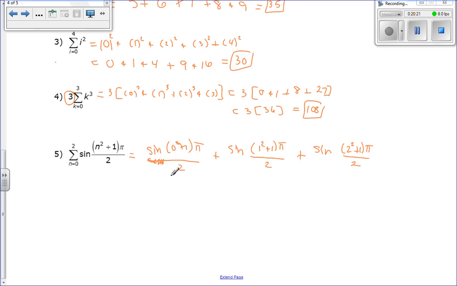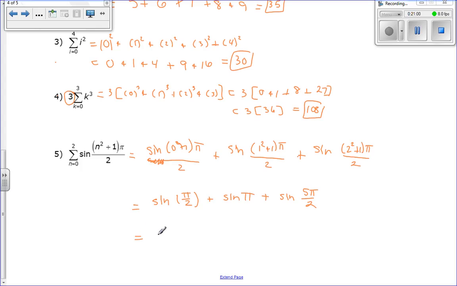Now if I go back and clean that up, this simplifies to the sine of pi over 2. This is 1 times pi, which is 2. Plus the sine of 1 squared is 1 plus 1 is 2, 2 pi over 2. 2 pi over 2 is pi. Plus 2 squared is 4 plus 1 is 5 pi. The sine of 5 pi over 2. And then we simply just need to evaluate this.